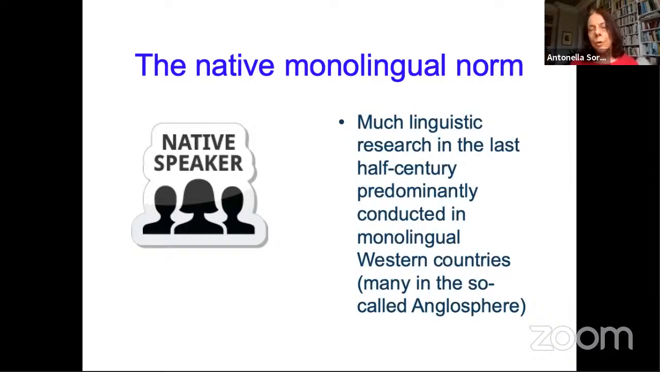So, where does the native monolingual norm come from? Well, let's be aware of the fact that most linguistic research, at least in the last half century, has been conducted in predominantly monolingual Western countries. Many of these countries are in the so-called Anglosphere, right? So monolingual countries which are wealthy enough to have research labs, money for research, rich universities, and so on. So the native monolingual norm partly comes from there.